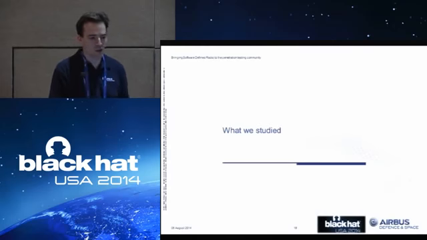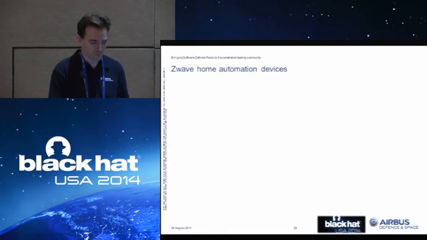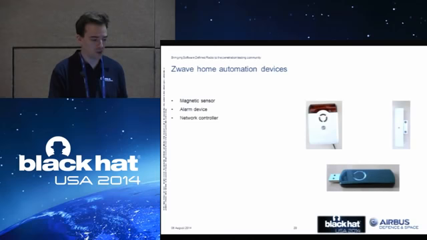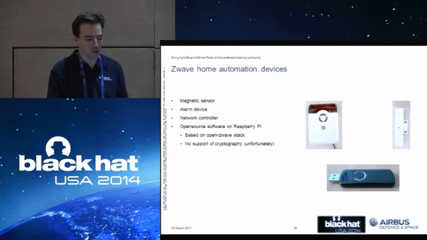Now, let's talk a little bit about the devices we studied with our tool. First, we started to assess Z-Wave home automation devices. The devices we had were a magnetic sensor, an alarm device, and a network controller. We used the open source software on a Raspberry Pi based on OpenZ-Wave. Unfortunately, OpenZ-Wave does not support the cryptography which Z-Wave supports. So everything was unclear. The layer we provide you in Scapy won't support cryptography because we did not have packets to test that.